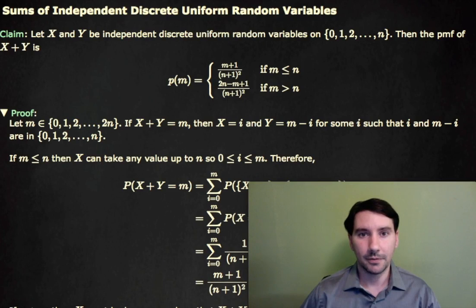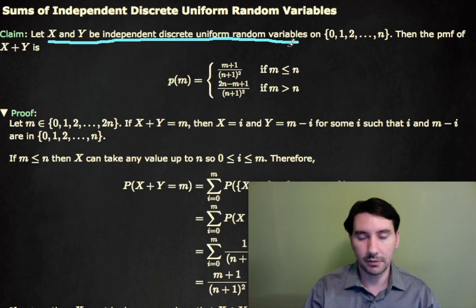This lesson is about finding the distributions of sums of independent random variables. The first example we're going to look at is a sum of two independent discrete uniform random variables on the set 0, 1, 2, up to some number n.